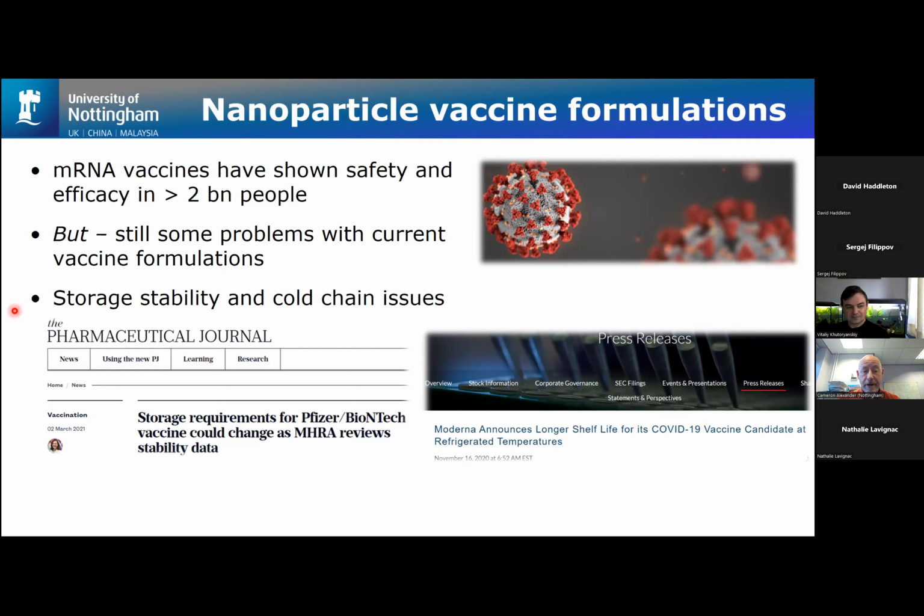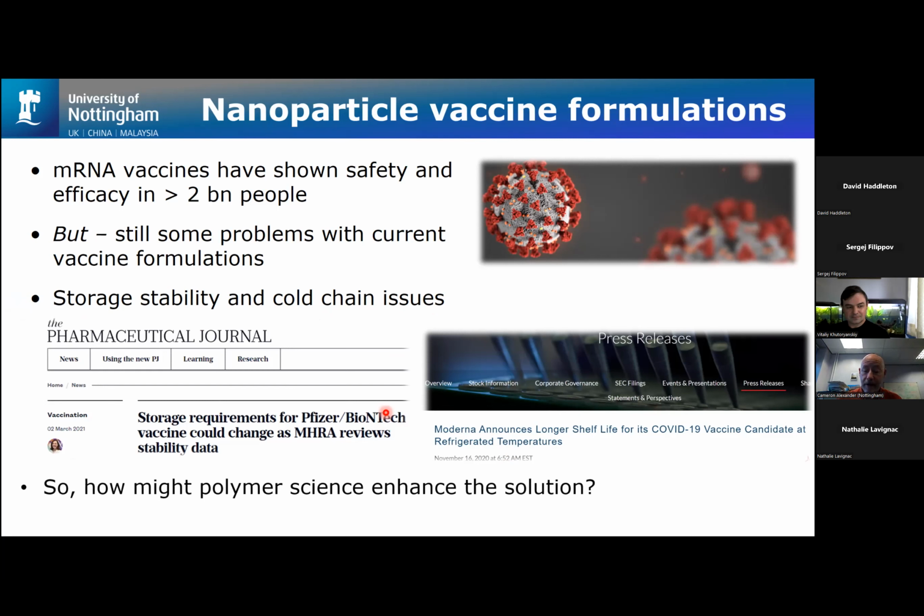But there are storage stability and cold chain issues for a lot of these current vaccines. And although Moderna have announced longer shelf lives for their other candidate vaccines, there are still some questions about whether you could store these kind of vaccines for a long time at room temperature, for instance. So how might polymer science enhance the solution to these problems?